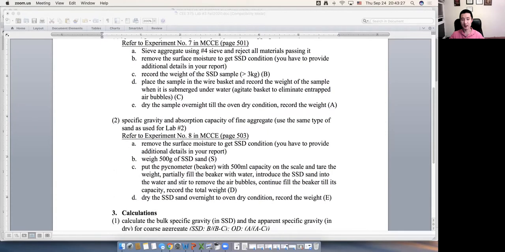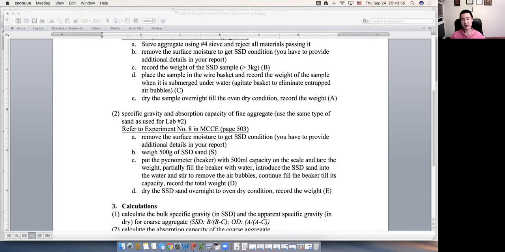The second test is specific gravity and absorption capacity for the sand. We also need to remove the surface moisture to get SSD condition for the sand, but the procedure is totally different from coarse aggregate. We need to use a hair dryer to dry the sand, and then we use a special cone to check whether the sand has achieved SSD condition or not. Again, you will see the details in the demo.